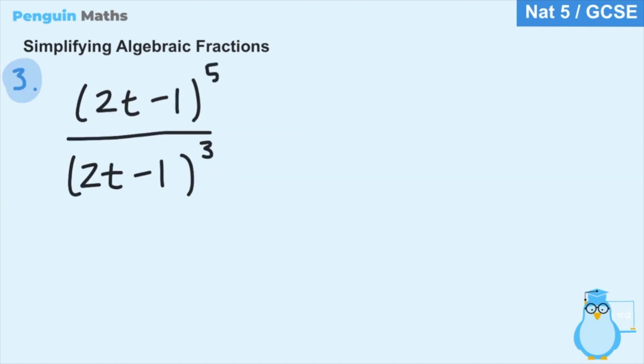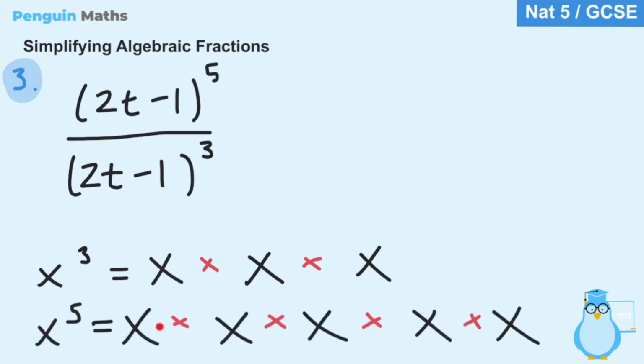Now example 3, we have the algebraic fraction of 2t minus 1 to the power of 5 on the top and 2t minus 1 to the power of 3 on the bottom. Okay, now just to think back what it means if we have something to the power of 3 or to the power of 5. If we say we have x to the power of 3, it means we have x times x times x. So x multiplied by itself 3 times, and x to the power of 5 is x times x times x times x times x. And just highlighting this because these brackets to the power of 5 and this one to the power of 3 is the exact same thing as we see here.